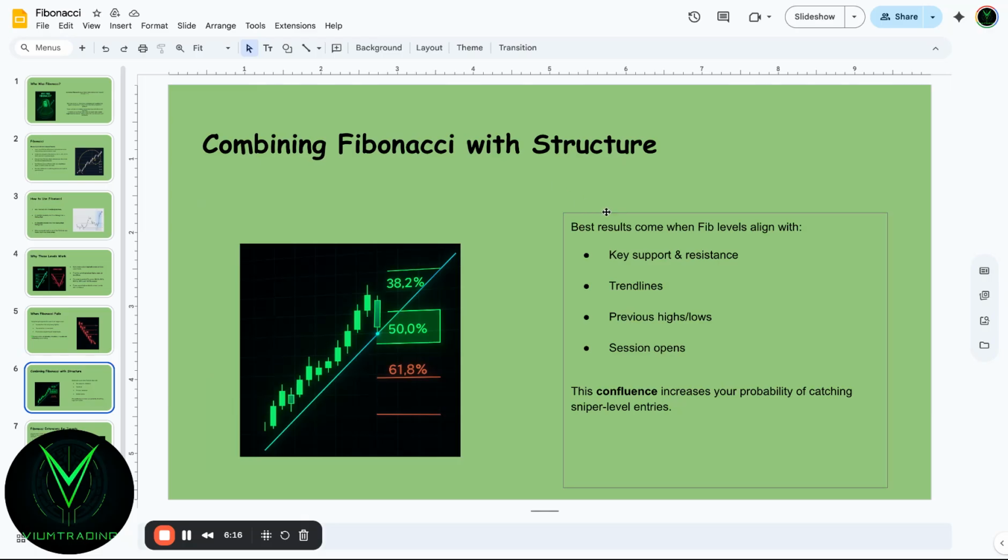You combine your Fibonacci with more things. There's a trend line you can see here, previous highs and lows, session opens, or overlap sessions, when there's a lot of volatility. You have to have a lot of confluences to understand that your Fibonacci is making sense.